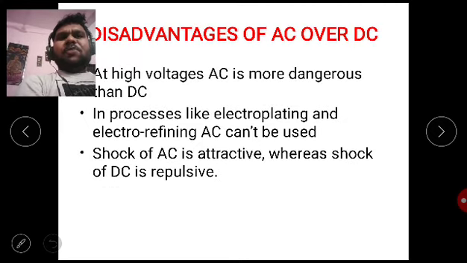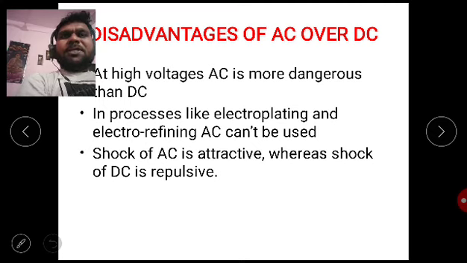But there are some disadvantages also. Thomas Edison, in order to discredit AC and to project the supremacy of DC over AC, decided in 1890 to use AC in the first electric chair. In fact, he used 1000 volt AC to electrocute a person. It was the first case of official killing by electricity. So AC is more dangerous than DC at high voltages.